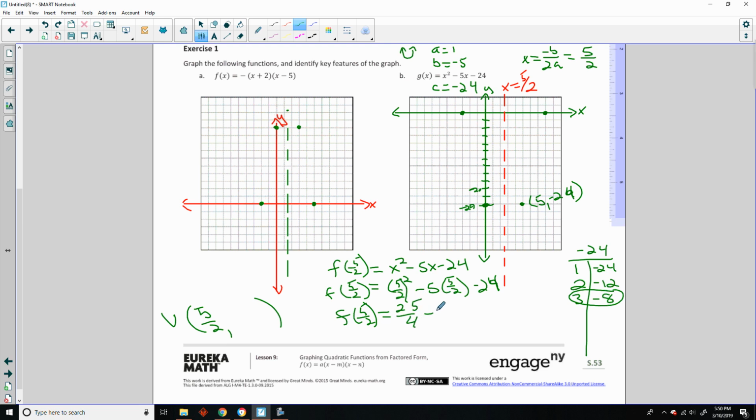25 over 4 minus 25 over 2 minus 24. So I'm going to fix this by making all the denominators the same. 25 over 4 minus 50 over 4 minus, and I need to multiply this by 4, which is 96 over 4. And that's going to equal 25 minus 50 is negative 25, minus 96 is negative 121 over 4. 4 goes into 12 three times. It will not go into 1. So the answer is negative 30 and a quarter, negative 30.25. So negative 26, negative 28, negative 30, and a little bit more, and my vertex is right there.